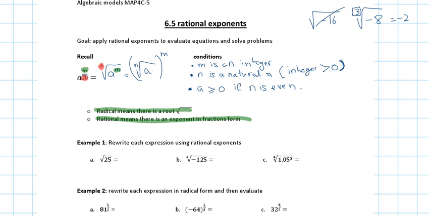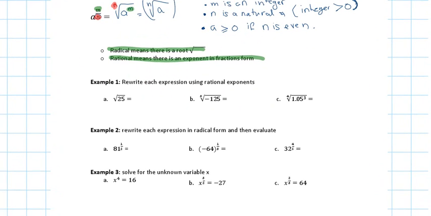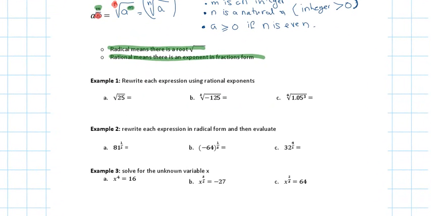So this question is asking to rewrite each expression using a rational exponent. So rational means fraction, right? So how would I write the square root of 25 as a rational exponent? So your base is 25, and then the exponent is 1 over 2. Right? So there is a root 2 here. There is a 2. And then the exponent on the 25 is 1, right? If there's no exponent, it's 1.